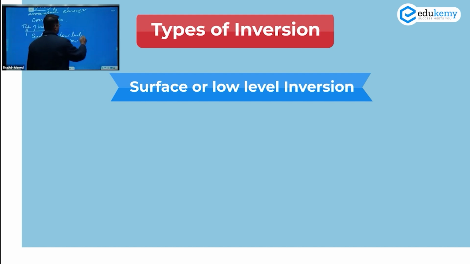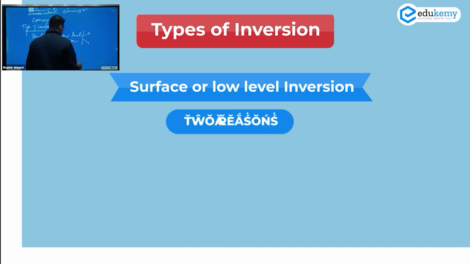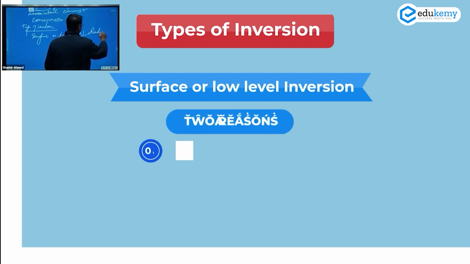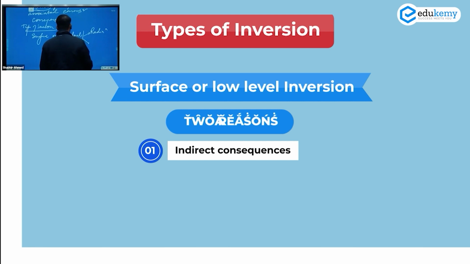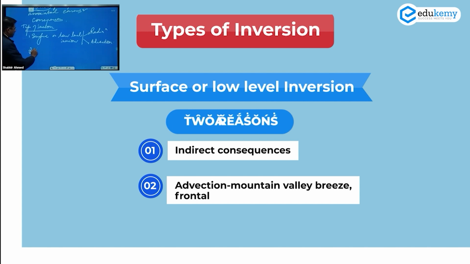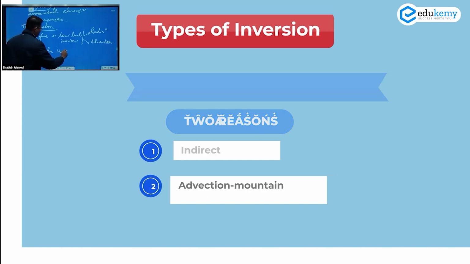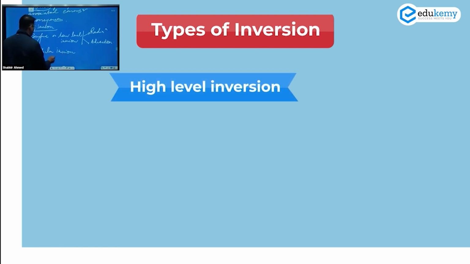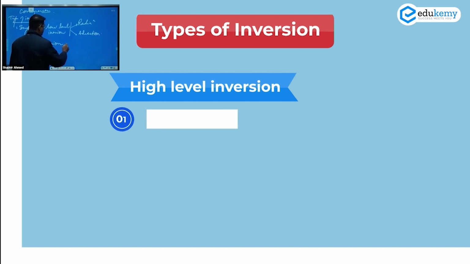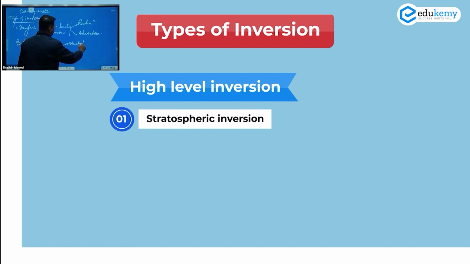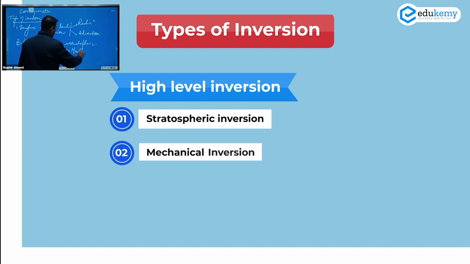This is generally because of two reasons. One is radiational and the second is advectional. And the second type is the high level inversion. In high level inversion, we have the stratospheric inversion or we have the mechanical inversion.